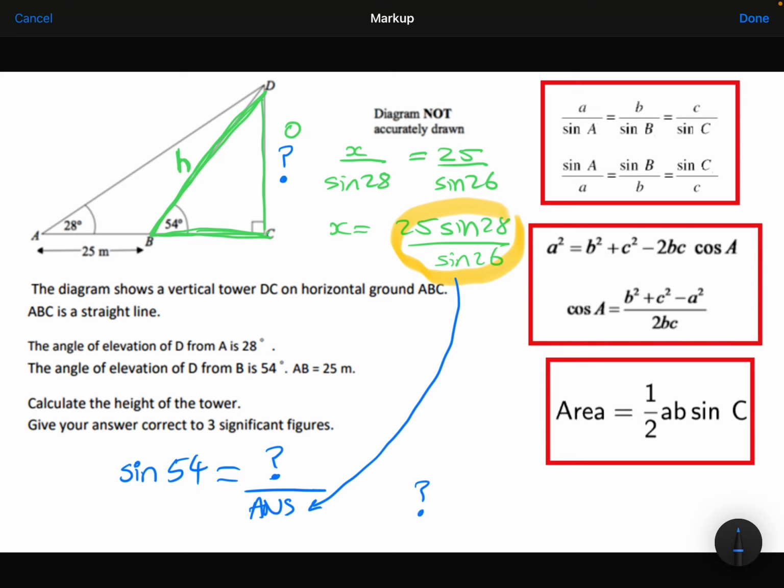Therefore, rearranging, the height of the tower that I've called question mark would be equal to my previous answer times sine 54, and that will be your answer to the question.